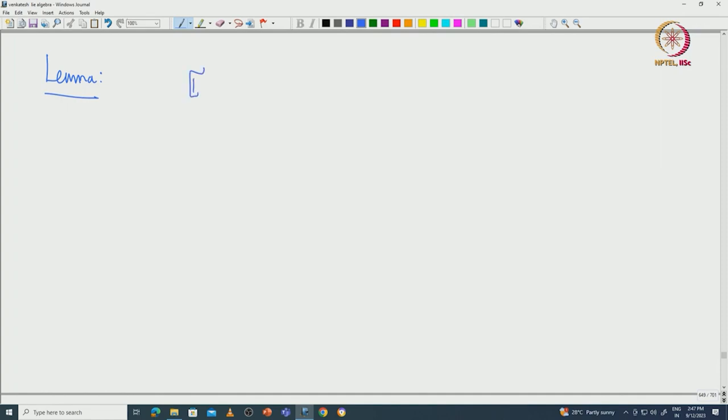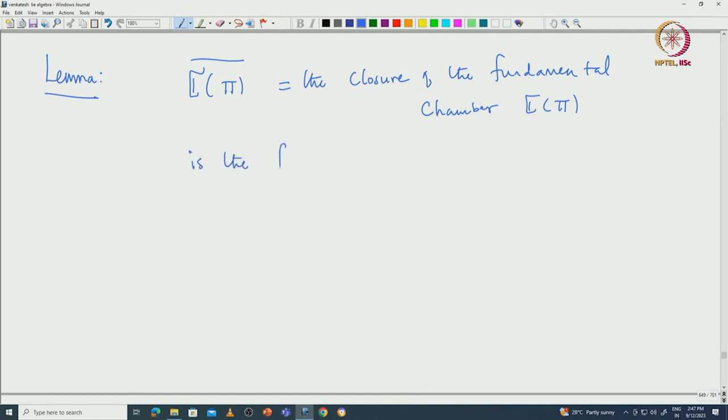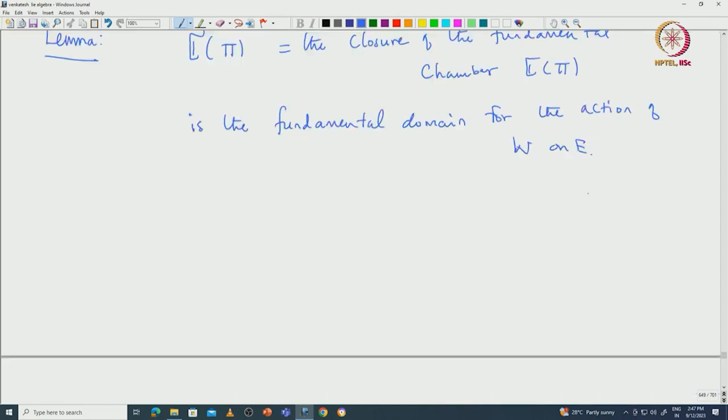So, as we promised, we claim that the closure of the fundamental chamber, C pi bar, is the fundamental domain for the action of W on capital E. So, what is the meaning of this?